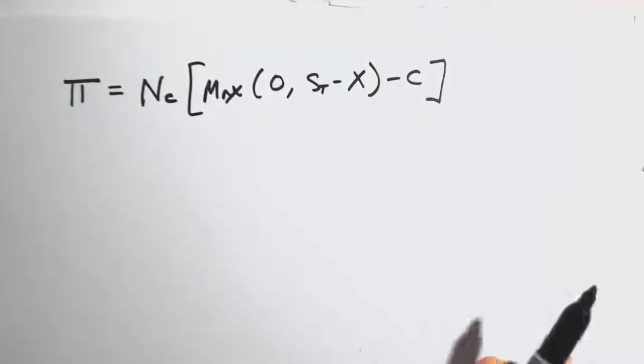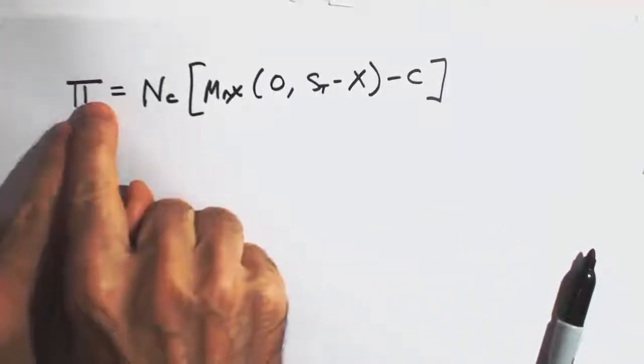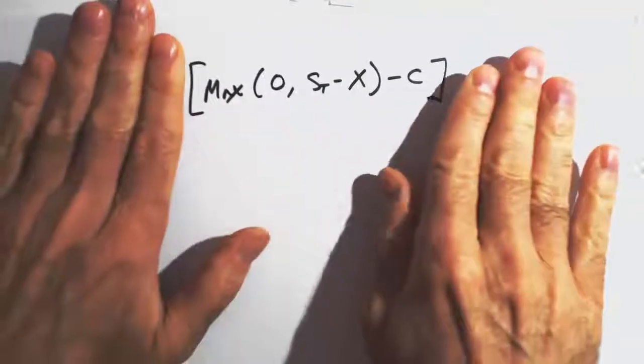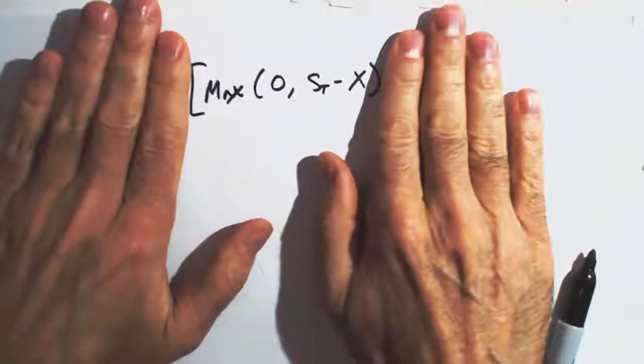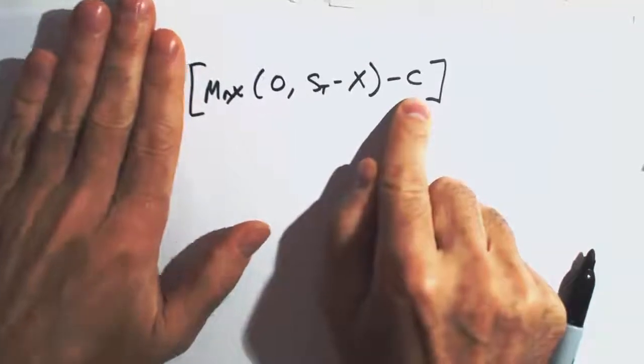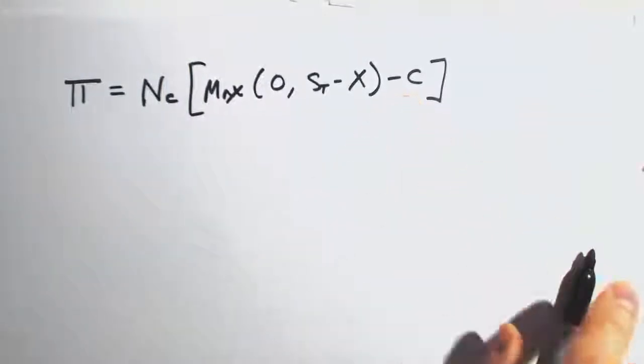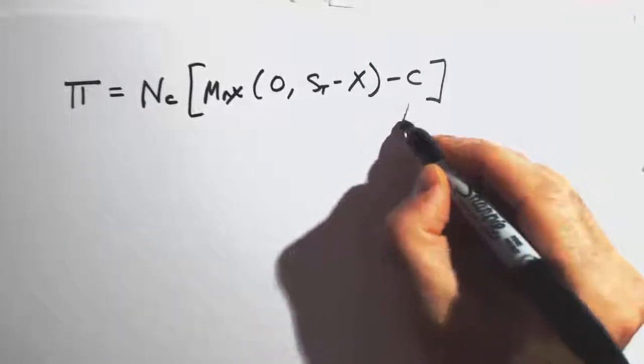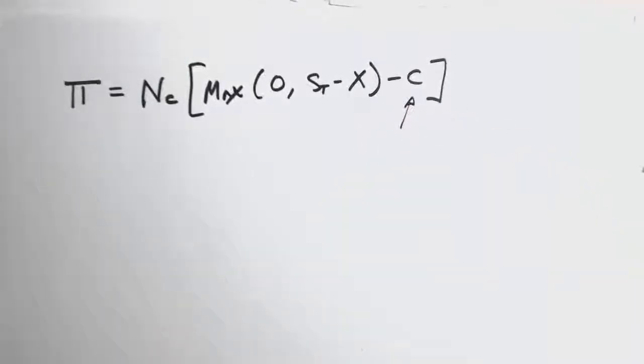What it's saying is, look, your profit here is a function of the number of calls times the payoff less the cost of the option. So when we buy an option, that's the call. That's the premium that we're going to pay.